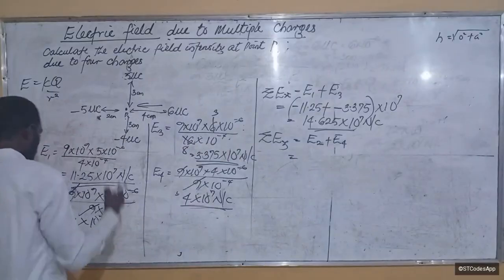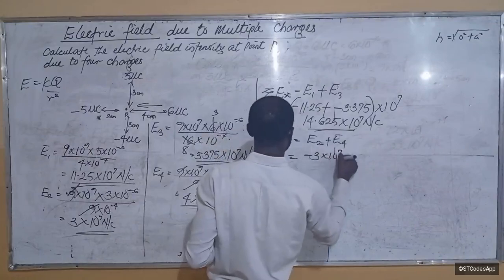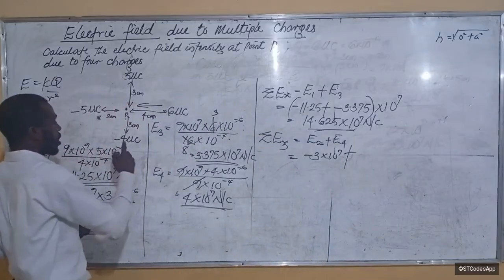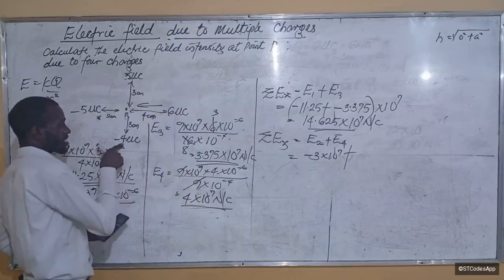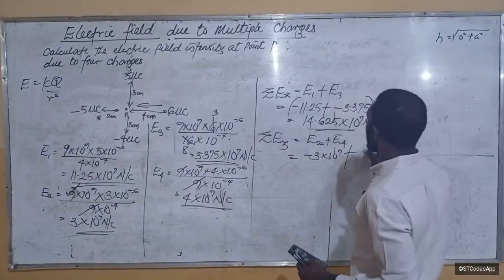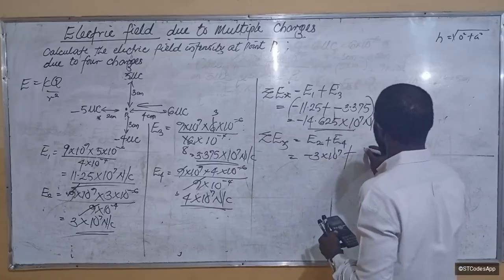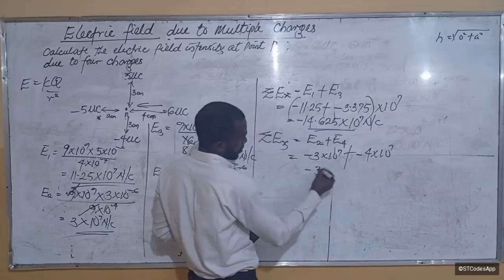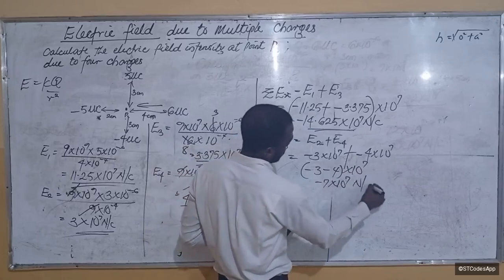For E2, that will be negative because we said it pushes out. That will be minus 3 times 10 to the power 7, plus the other guy, minus 4. For a negative charge, the field is always radially inward, that is towards the charge. Where is this charge? It's down, and towards it is also down. That's also negative again. So the last one will be minus 4 times 10 to the power 7. Since they have the same distance, that becomes minus 3 minus 4, all times 10 to the power 7. Minus 7 times 10 to the power 7 Newton per coulomb.